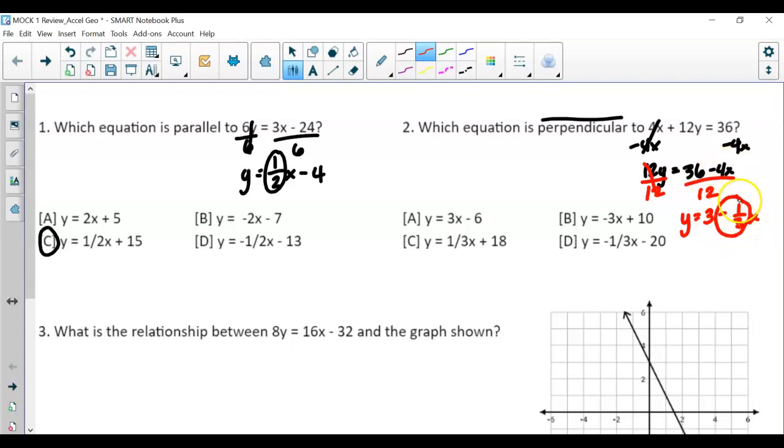So we have a slope of negative 1/3. What would be the negative reciprocal of negative 1/3? Positive 3, which is why the answer here is A.